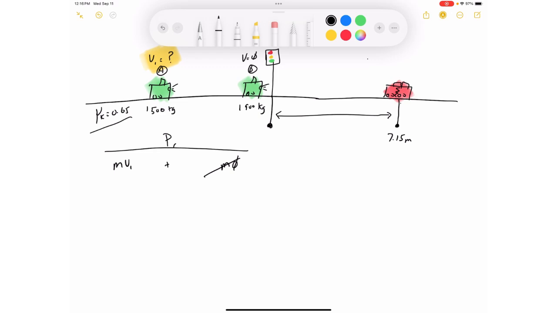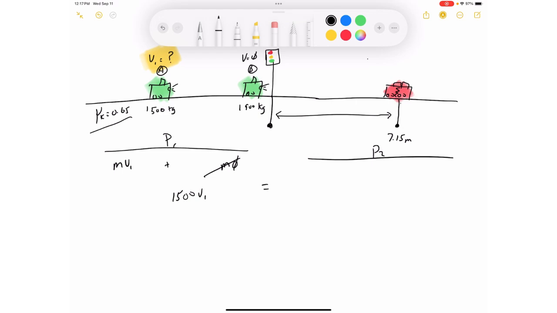So B has no momentum. But A does have momentum. So it's 1,500 kilograms times its velocity. Do I know what its velocity is? No, V1. And that equals, over here, P2, the total momentum of the system after. So P1 is the momentum before the collision, and P2 is the momentum after the collision.